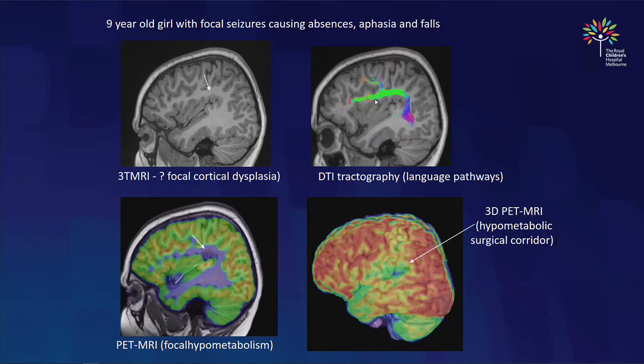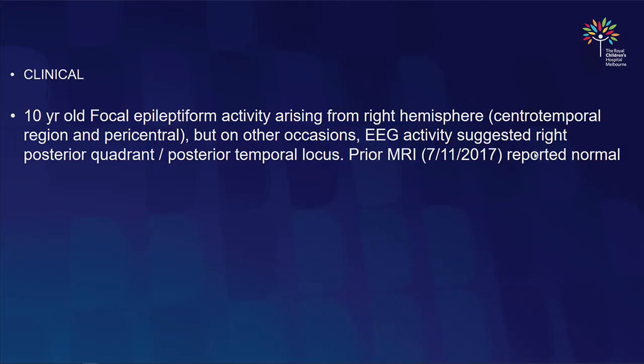Her tractography demonstrates tracts going around that, but the three-dimensional PET shows a surgical corridor that can approach to actually have resection of that. Both of these girls have had their seizures at this stage under control after having these localised areas resected, but they're only a few months post-surgery, so it's too soon to be sure if it's going to be prolonged.